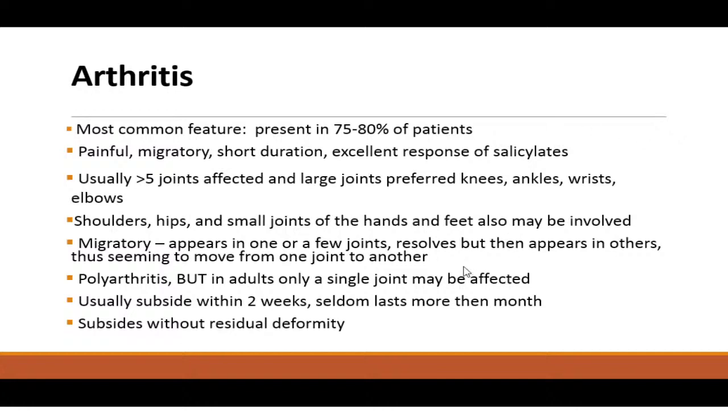arthritis. Usually more than 5 joints are affected, and more often it's large joints. So rheumatic fever prefers knees, ankles, wrists and elbows. More rarely, we may see involvement of shoulders, hips and small joints of hands and feet. As I said, migration is characteristic of rheumatic arthritis. More often it's polyarthritis, more than 5 joints, but in adults sometimes it can be a single joint inflammation, so you need to differentiate it from other diseases.